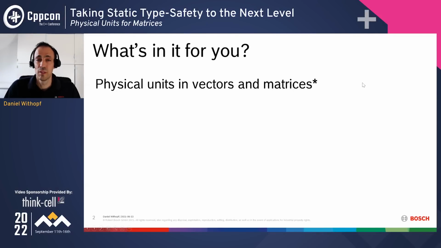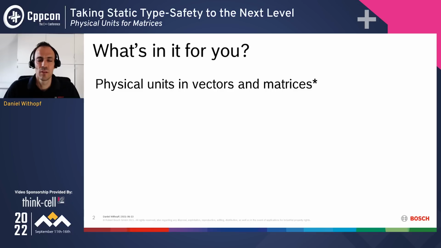So let's see what's in it for you today. As the title of the talk mentions, of course, we're mainly going to talk about physical units in vectors and matrices. But even if this topic is not that interesting for you, I think there's a lot that you can take home today and learn about static type safety in C++ and library interface design.